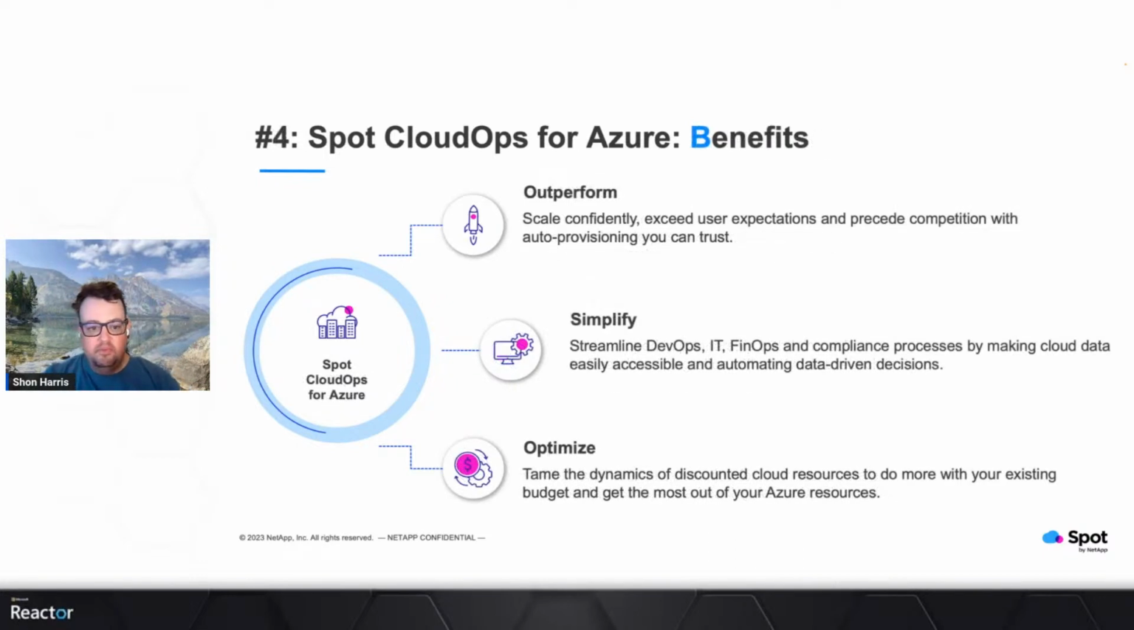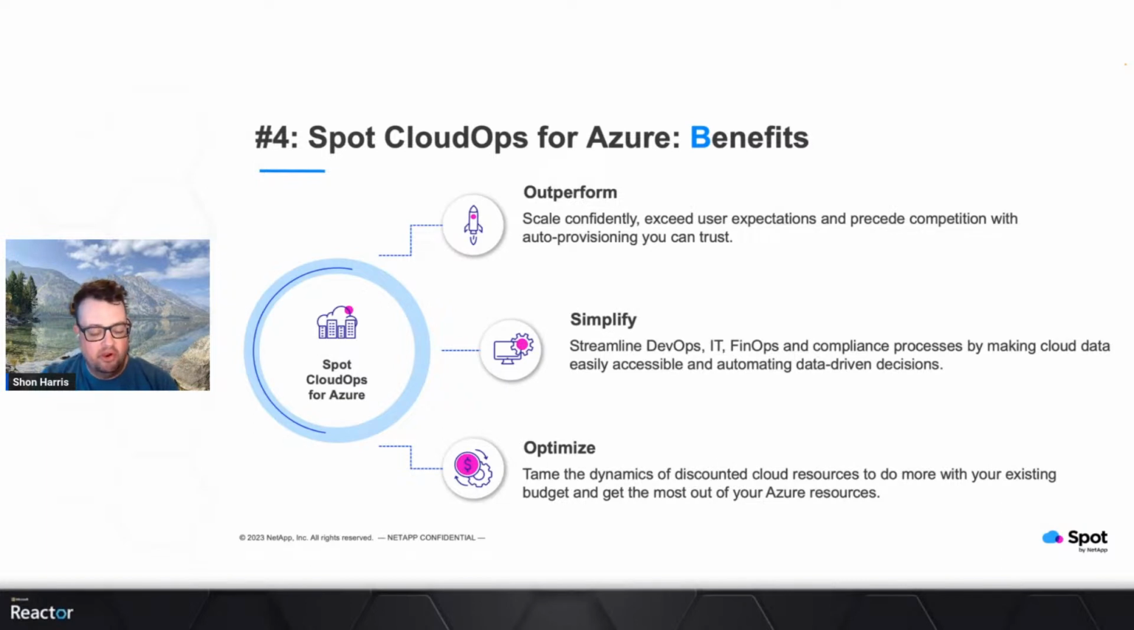The benefits. We make it so that you can scale confidently. And what we mean by scale confidently is we anticipate your workload changes before they occur because we watch the metrics of your applications and workloads. You can exceed user expectations because we're catching things in advance. And you can beat your competition because our auto provisioning just works.